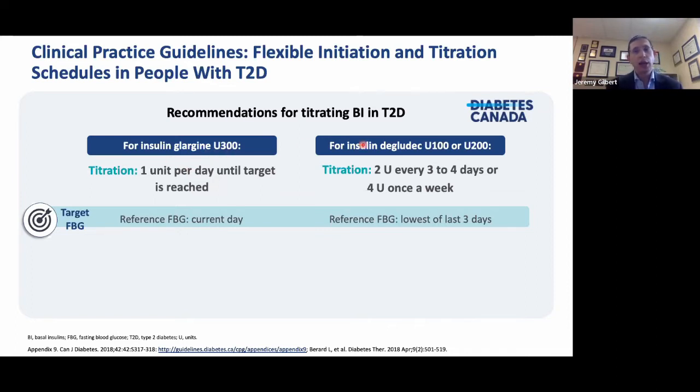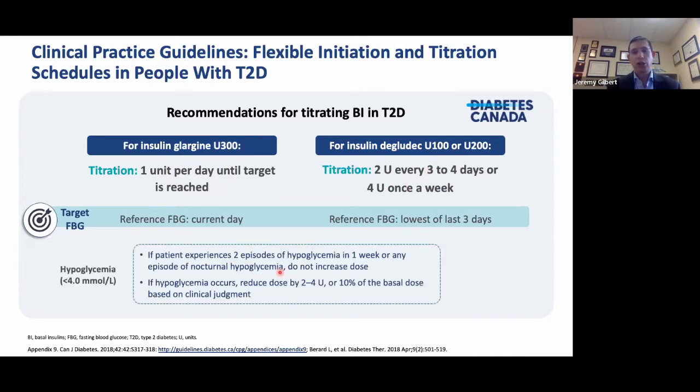Now, insulin degludec U100 or U200 is a little bit more long-acting out of all the basal insulins we have. And so the recommendation is more to approach this with an adjustment every 3 to 4 days, or maybe once a week, by about 2 to 4 units per time. And again, with this titration, we would also remind people that they should be reducing their insulin if they're experiencing hypoglycemia. And if they're not at target for their fasting blood glucose, then to increase their insulin appropriately. It's all about the titration when it comes to insulin initiation.